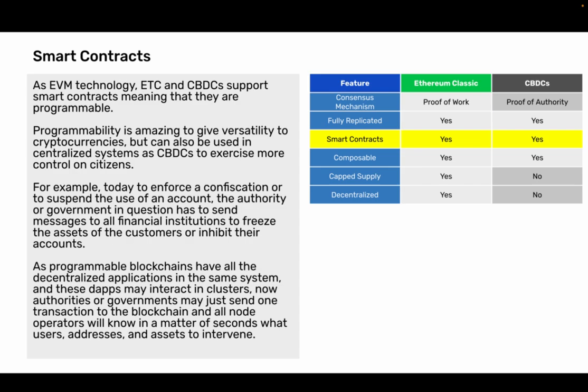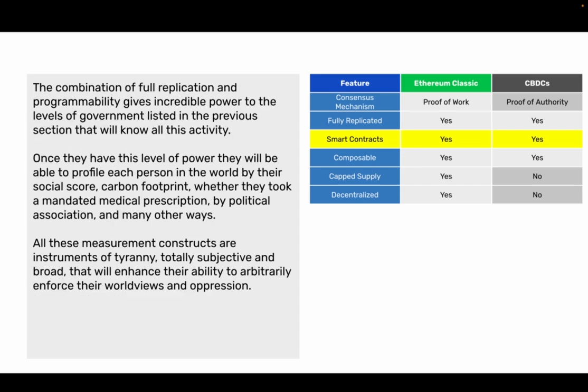As programmable blockchains have all the decentralized applications in the same system, and these dApps may interact in clusters, now authorities or governments may just send one transaction to the blockchain and all node operators will know in a matter of seconds what users, addresses, and assets to intervene. The combination of full replication and programmability gives incredible power to the levels of government listed in the previous section that will know all this activity.